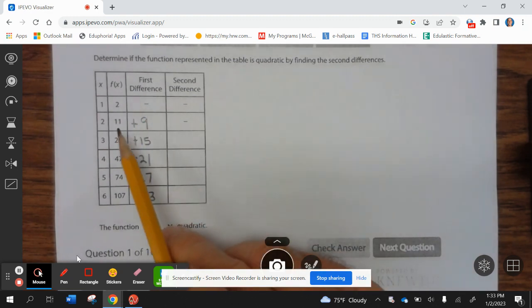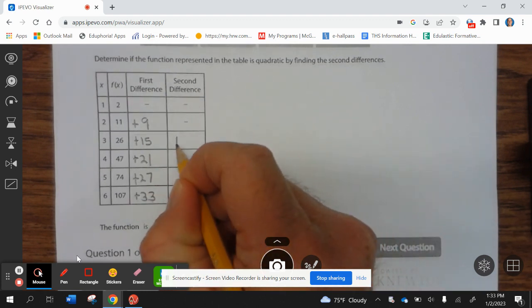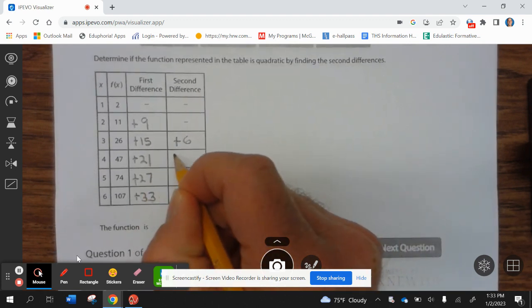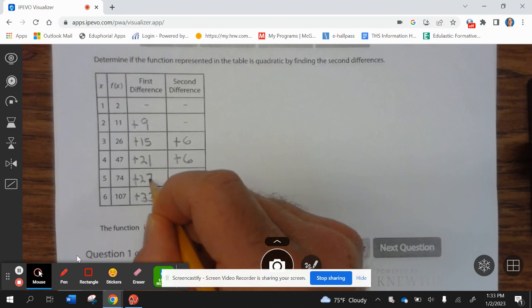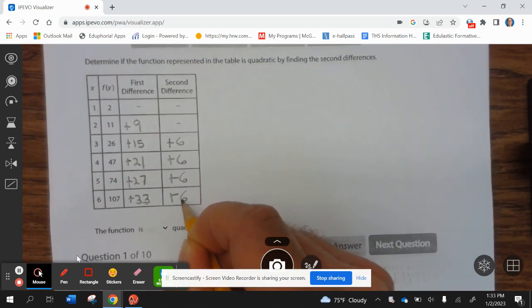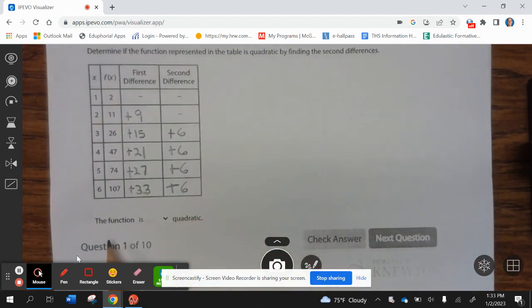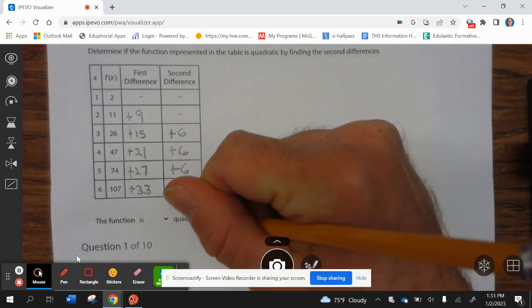So the first differences are 9, 15, 21, 27, 33. Now the second difference: to get from 9 to 15, you add 6. From 15 to 21, you add 6. From 21 to 27, you add 6. And from 27 to 33, you add 6. Since the second difference is all the same, this is a quadratic function.